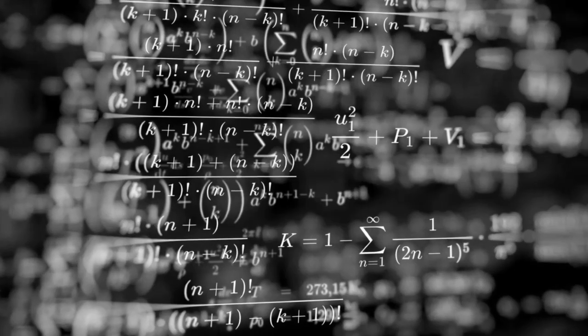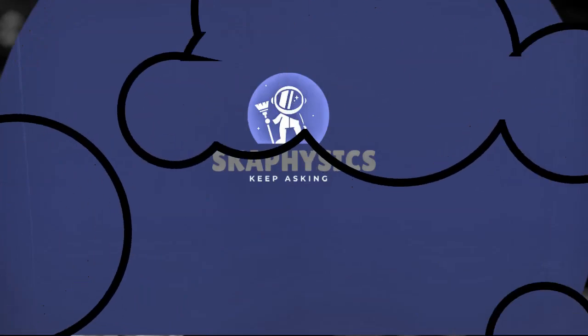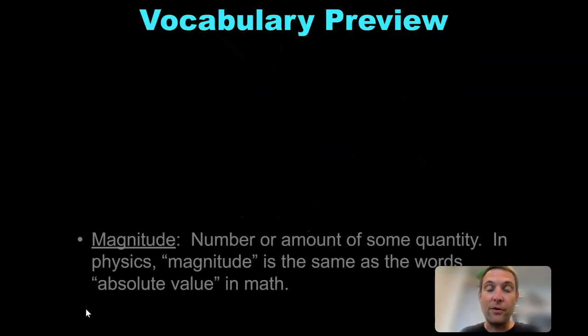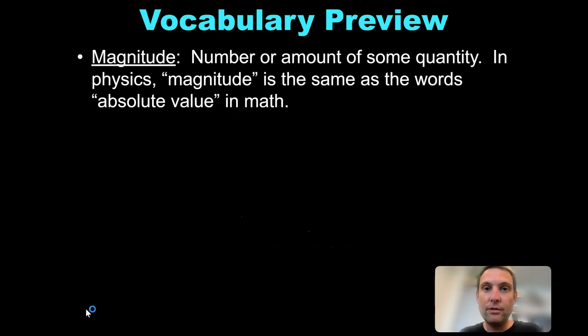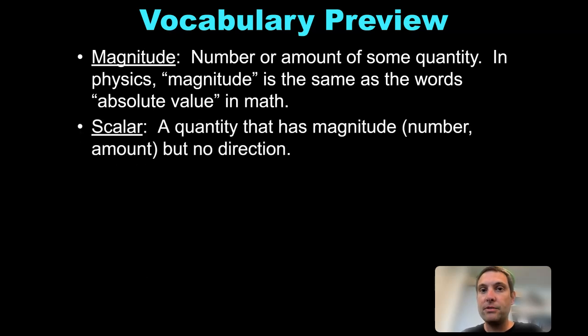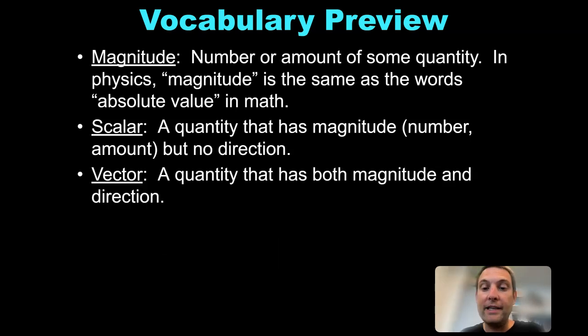Vectors. Starting off with some vocabulary. Magnitude. What you should know about magnitude is that it just means absolute value. It tells you how big or how much some quantity is. Scalar is a mathematical term for a quantity that has only magnitude. So only a quantity that tells you how big or how much of something. No direction. Meanwhile, a vector is a quantity that has both magnitude and direction.